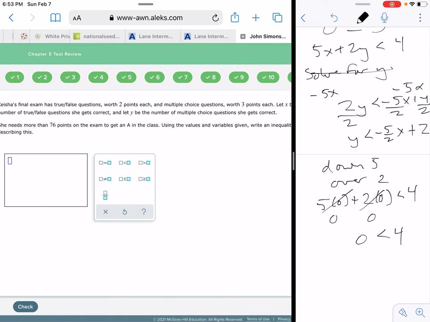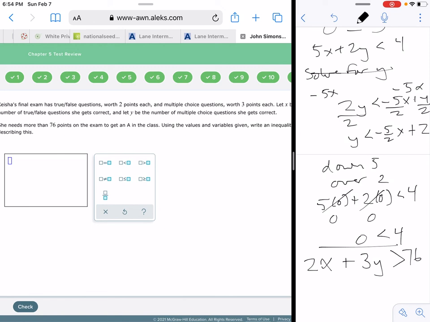All right, so what that means is if you figure out how she calculates her points, all right? So if the true-false questions are 2 points, that's going to be 2 times X. It's going to tell you how many points she gets on the true-false questions. And then Y is her multiple choice questions, and those are 3 points. So that plus the 3Y, because 2 times X is going to tell you what the point value is total for all of her true-false. And then 3 times Y is going to tell you what the point value is total for all of the multiple choice questions, and she has to get more than 76, so it has to be greater than 76.